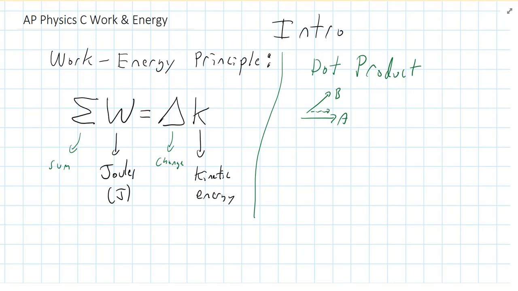Now, I'm going to give you three quick examples and ask you just to think about would they be a max positive, a max negative, or a zero. So let's say we had A and B, and they were oriented that way.